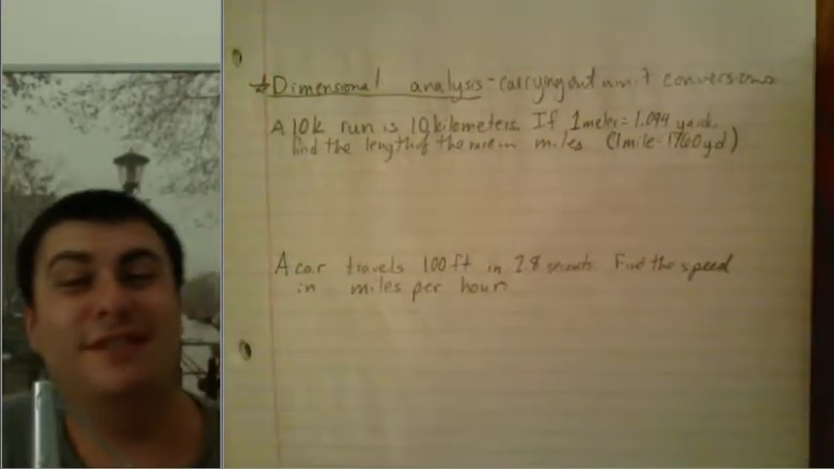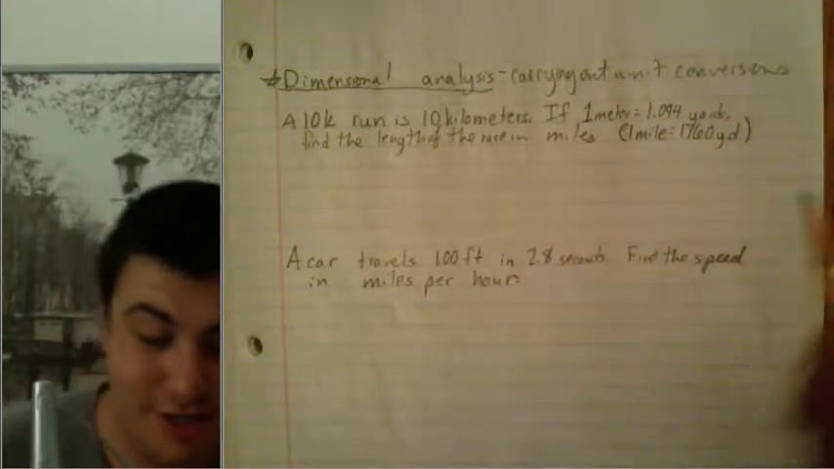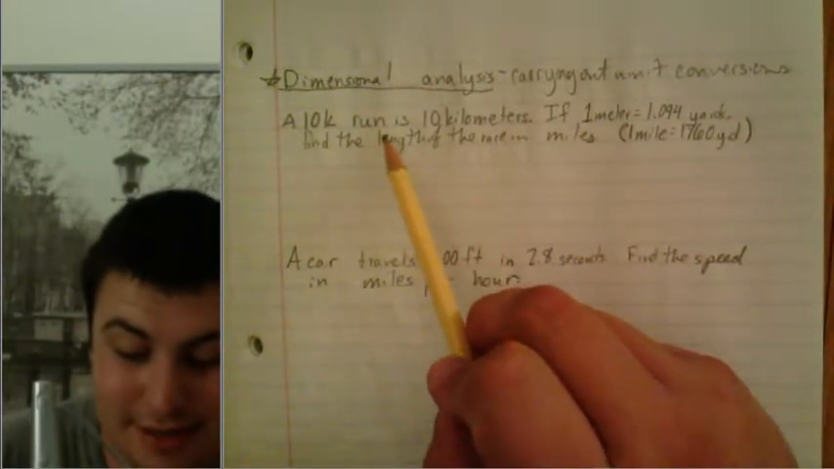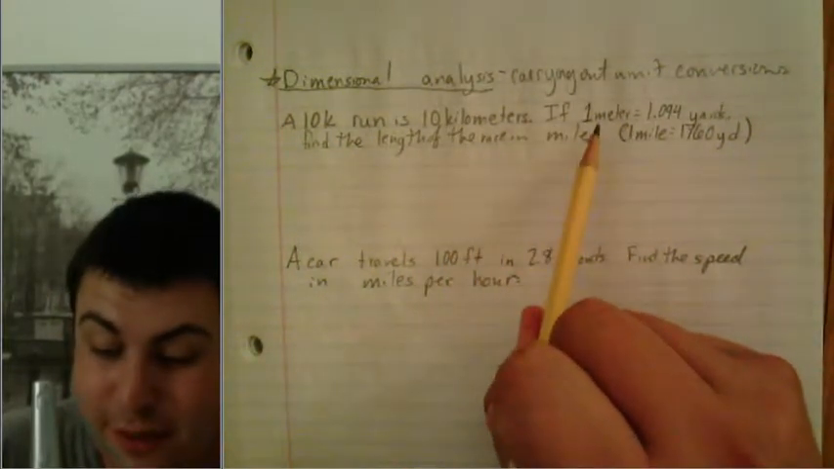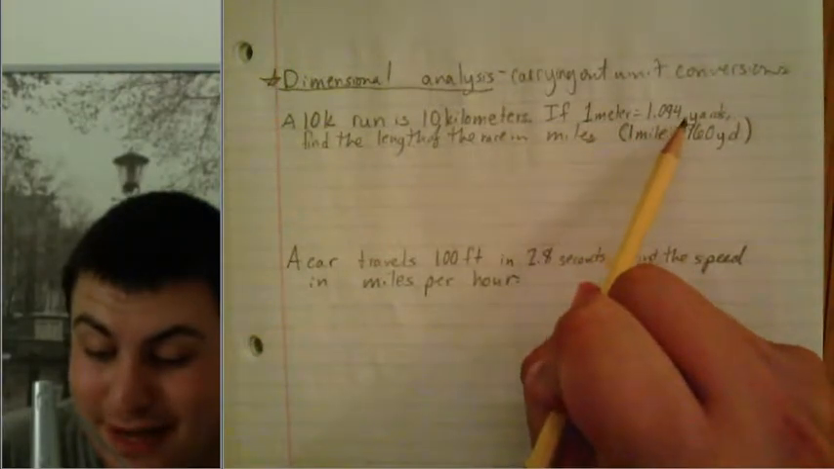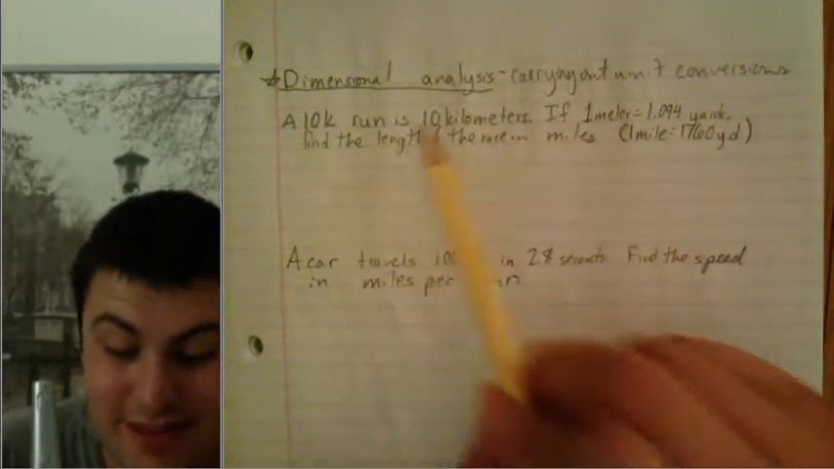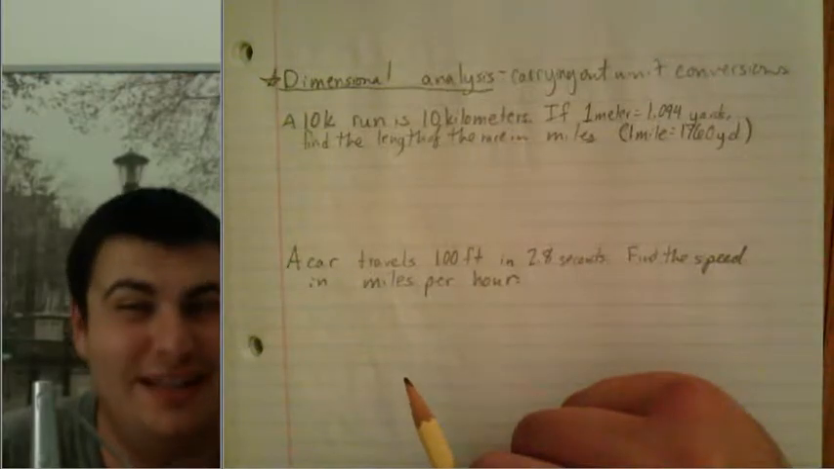So essentially, converting from one measurement to another. If we look, a 10K run is 10 kilometers. If 1 meter equals 1.094 yards, find the length of the race in miles.